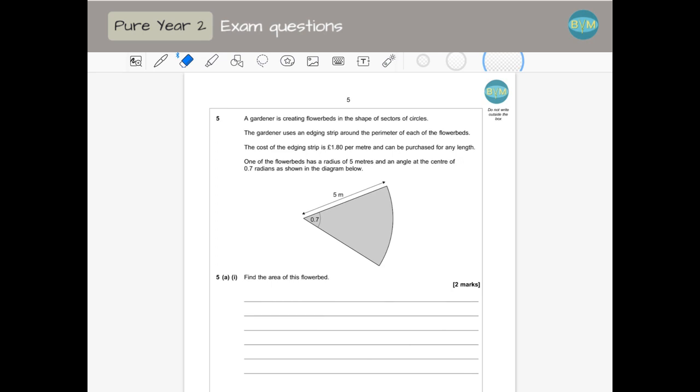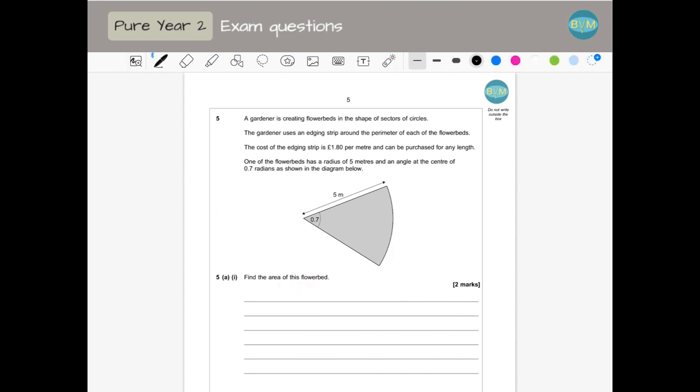Hello, this is question 5 on your November 2021 paper 3 from AQA. It's a radians question. So you have flower beds in the shape of sectors of circles, like this one. They say they are going to put an edging strip around, and the price per meter is £1.80. One of the flower beds has a radius of 5 meters, an angle of 0.7, and we have to find the area of the flower bed.